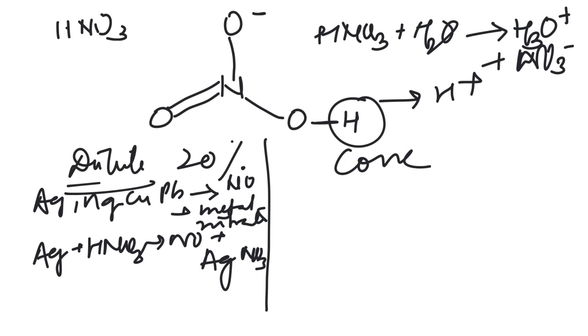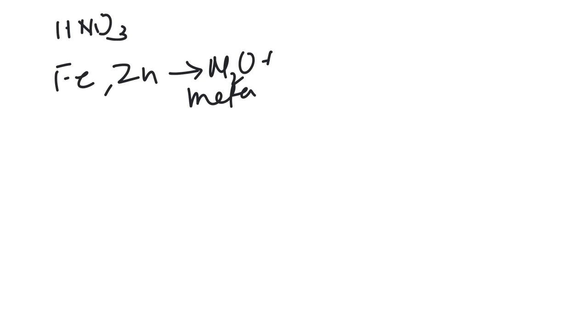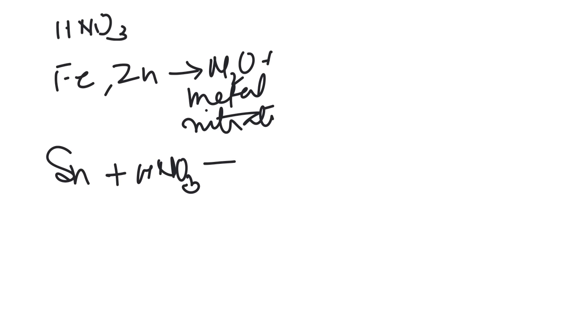Continuing with dilute acid, if it reacts with Fe or Zn, then it will form N2O plus metal nitrate. If you take tin and it reacts with dilute HNO3, it will form NH4NO3 plus metal nitrate.